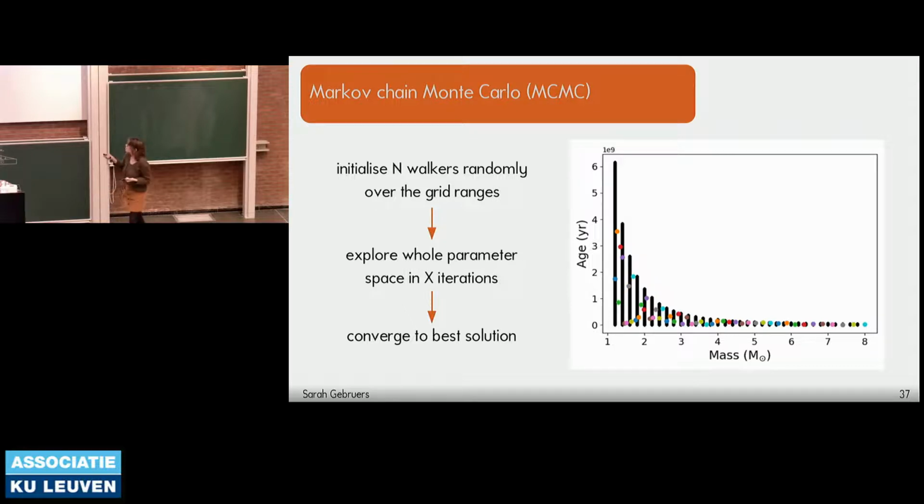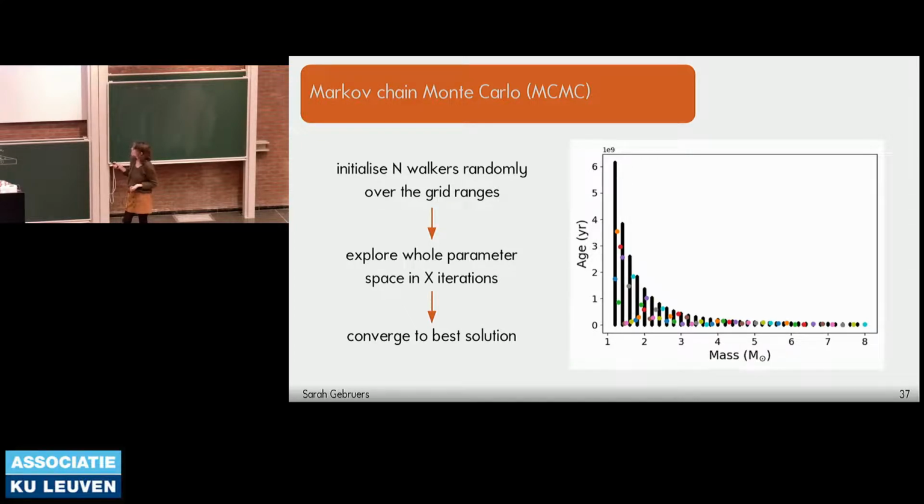First, a little bit more about how this actually works. We use Markov chain Monte Carlo, which means that we initialize a number of walkers, say n, randomly over the grid ranges. Here you can see the black ones are the grid ranges, and the colored dots are the starting positions of the walkers. Of course, you have the other dimensions as well, but it's not shown here. It's just a nice coverage of the whole range there.